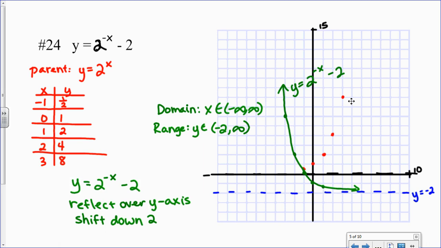Okay, that's where we're going to stop. So we're going to stop today. We'll do objectives C and D tomorrow, so we'll talk about e, Euler's number, and then we'll start solving some exponential equations.